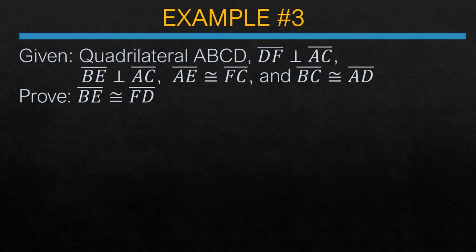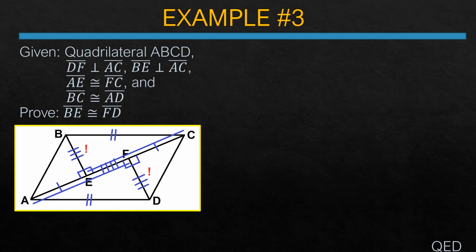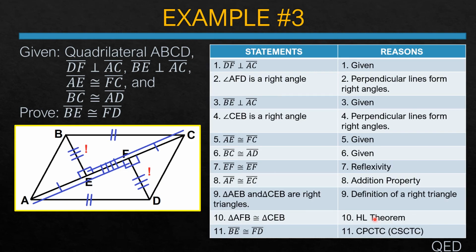In the formal proof, statement 1 is the first given. That is, line segment DF is perpendicular to line segment AC. Statement 2 is a consequence of statement 1. Angle AFD is a right angle because perpendicular lines form right angles.